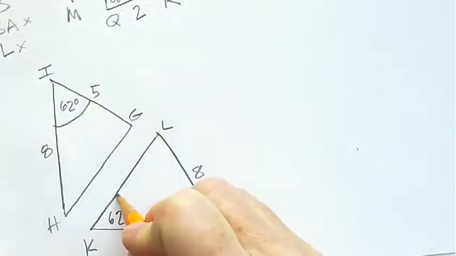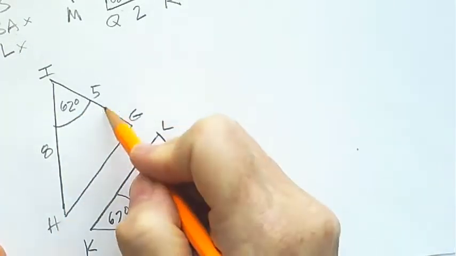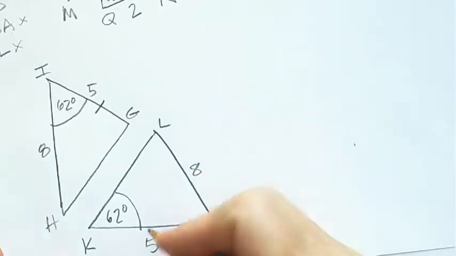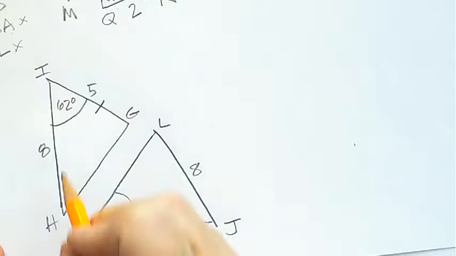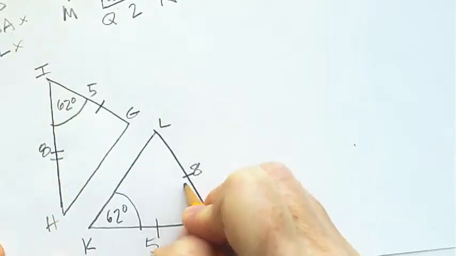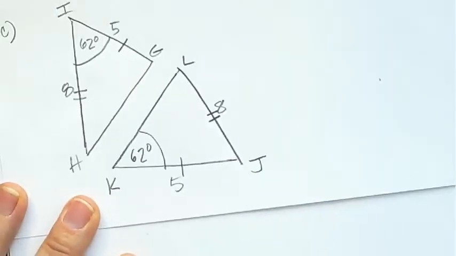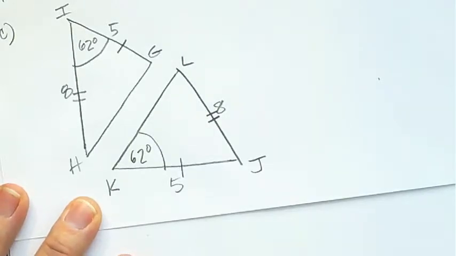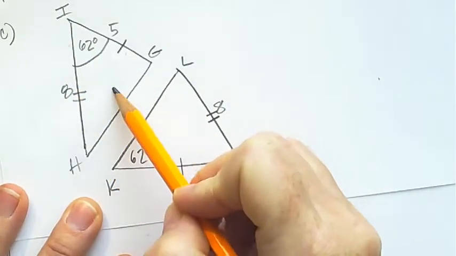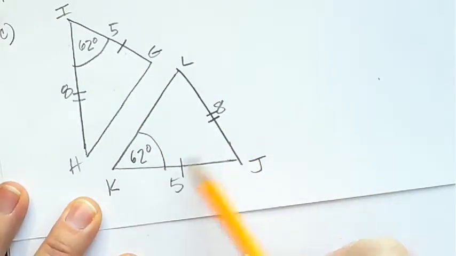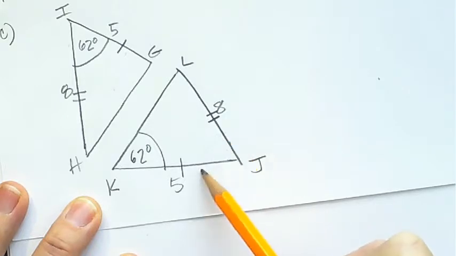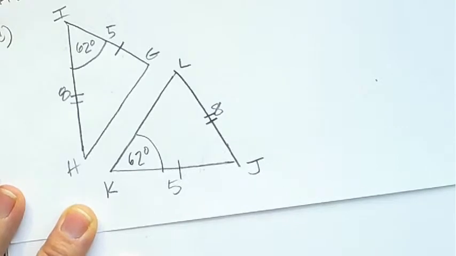Okay, part C, we have an angle congruent to an angle. We have a side congruent to a side. And then we have another side congruent to another side. Now this, you might be tempted to say, oh, isn't this side angle side? And it looks like side angle side if you're looking at this triangle, but look over here. Here the 62-degree angle would have to be included between the two sides for it to be side angle side. So that's kind of a tricky one.